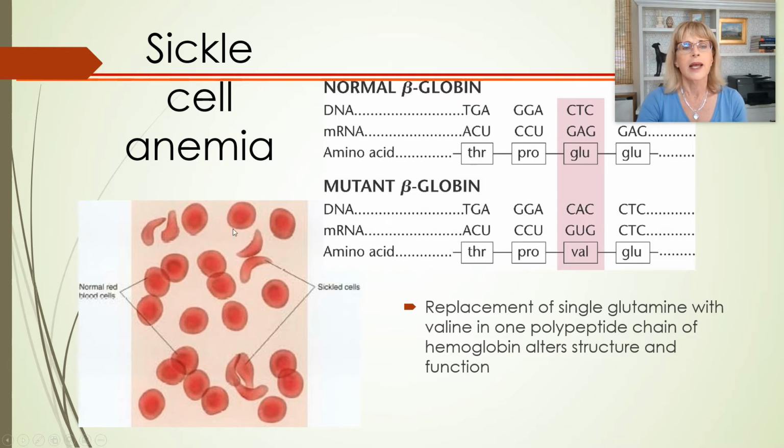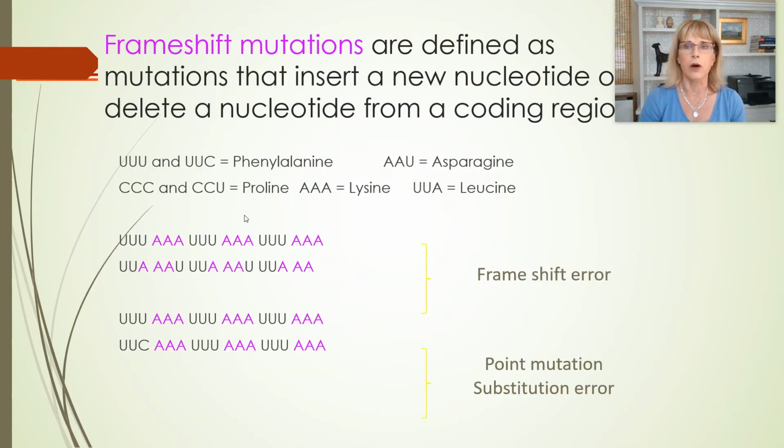And when it does, it pushes the shape of the normally disc-like red blood cell and turns it into this sickle shape. And that creates a profound problem that in the absence of modern medicine would generally be fatal for the patient. That's how important it is to not get the protein wrong.